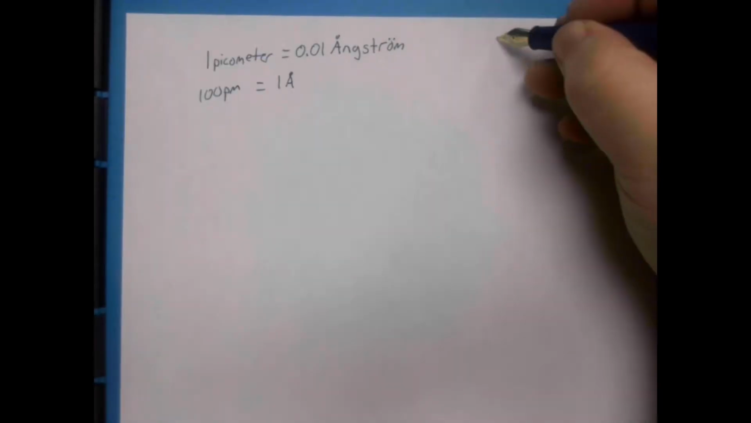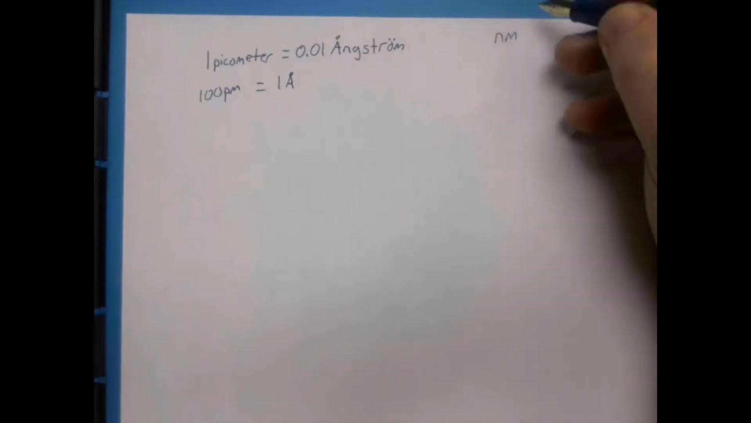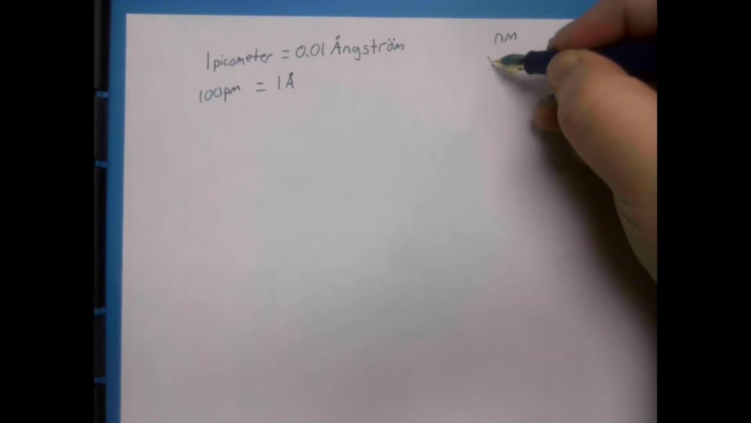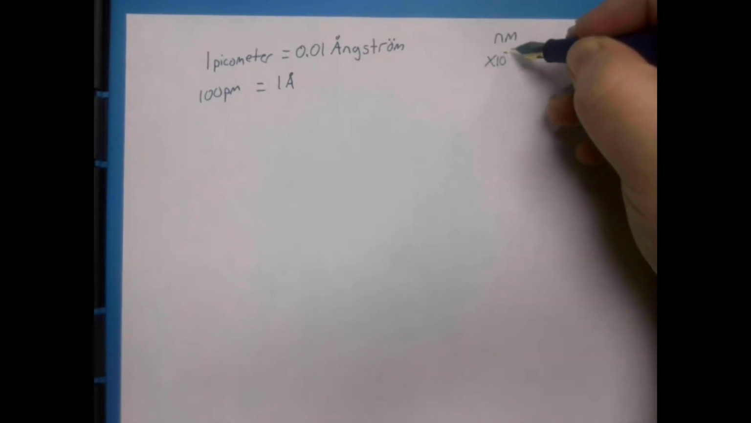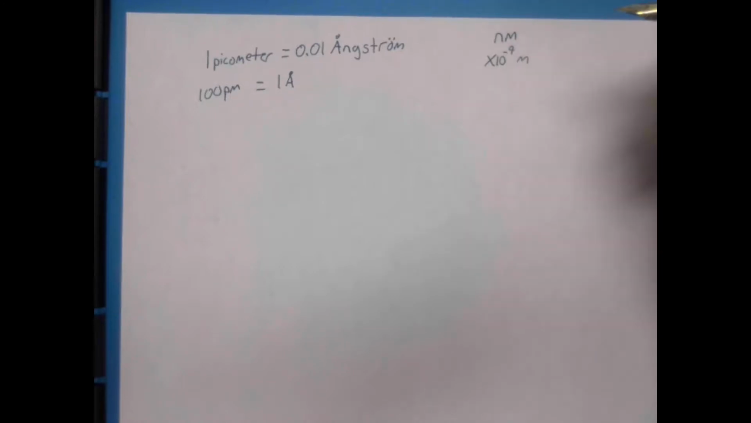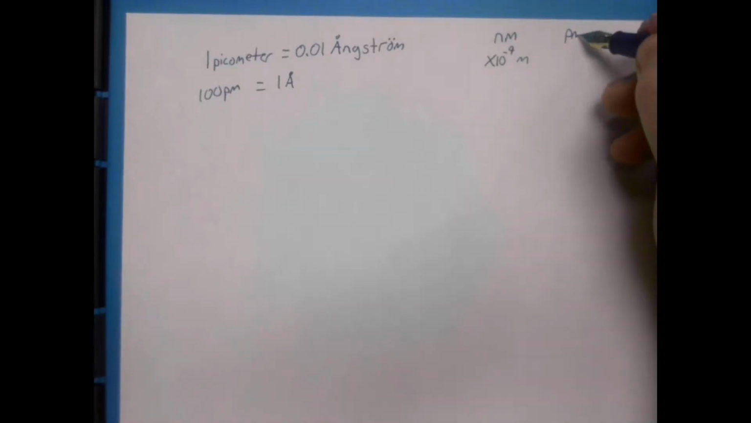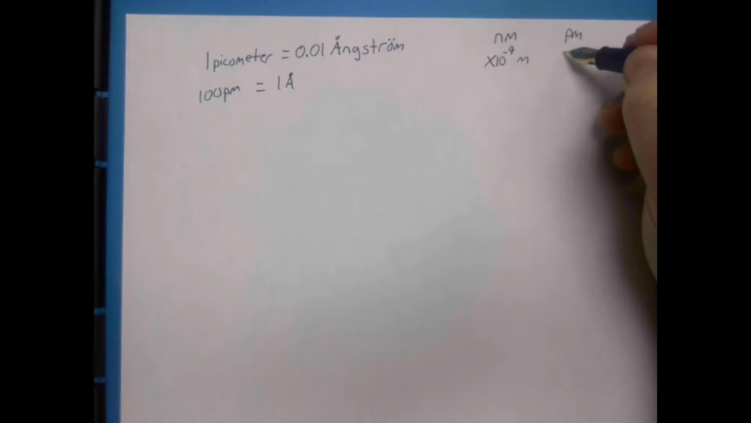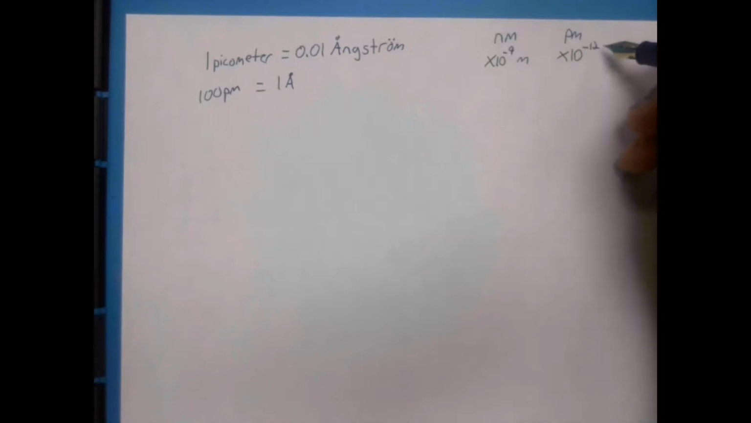So we've already done nanometer. Nano simply means times 10 to the negative 9 meters. A picometer is the spot directly under it. And by directly, I mean another down by 3. So negative 12 meters.